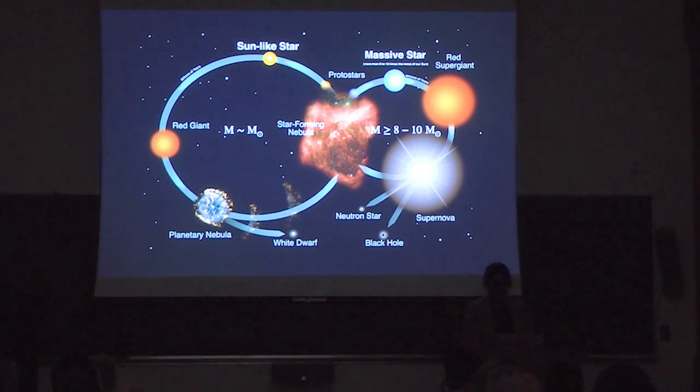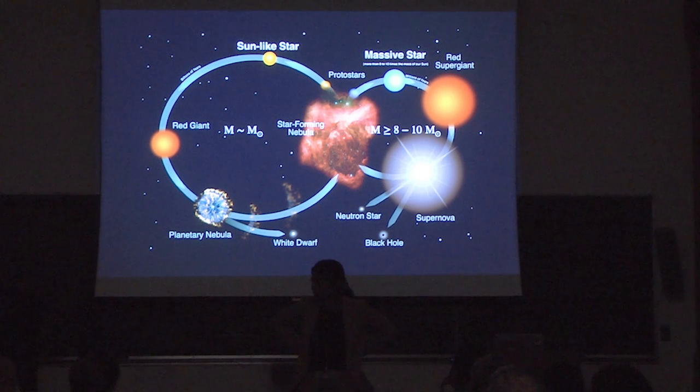So how big will our sun be when it becomes a white dwarf? How big is a white dwarf? It's about Earth radius. Yeah, it's the size of the Earth. So much bigger than a neutron star, but still quite small. Yeah, a neutron star is like 10 kilometers, 14 kilometers.